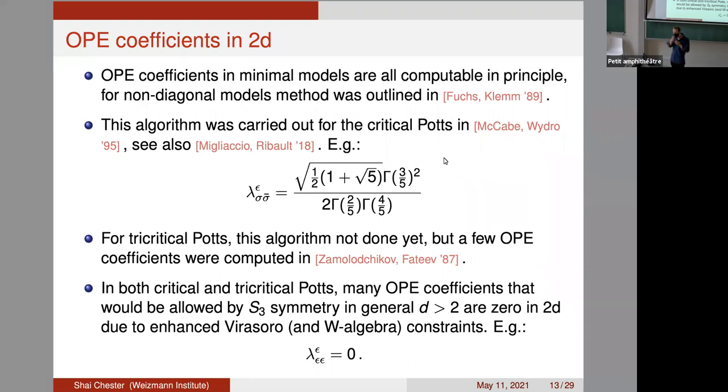And so this is why you have to be careful that a lot of intuition in 2D does not apply to higher D, because you have these enhanced symmetries. So that's why we're not going to use any facts but OPE coefficients for the rest of this talk.